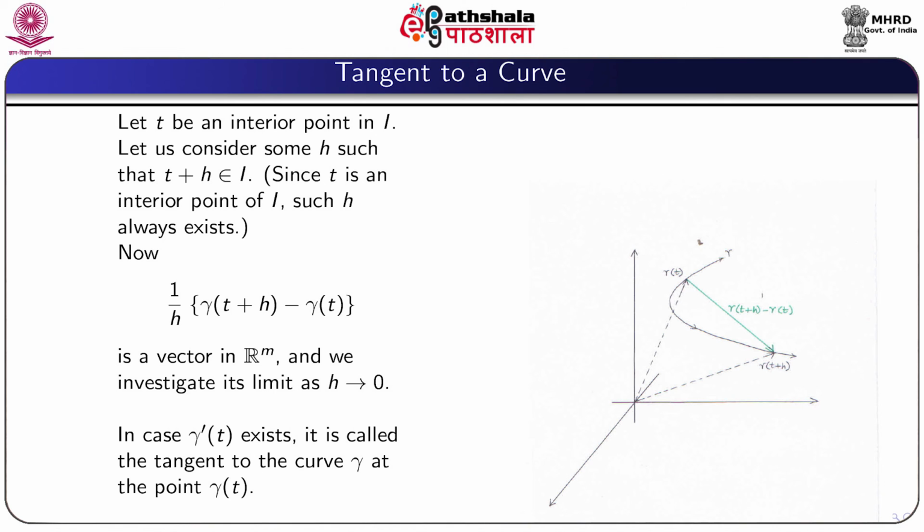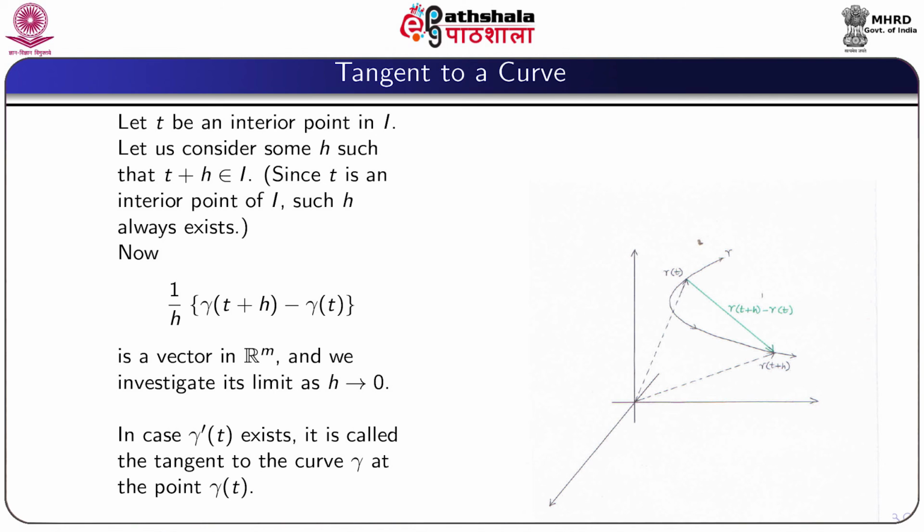Now, we discuss what we mean by tangent to a curve. Let gamma be a map from I to R^m. Let t be an interior point in I. We choose some h such that t plus h is also in I. Since t is an interior point of the set I, we can always find some h. Now, gamma(t plus h) and gamma(t) both are members in R^m, so their difference is properly defined. We consider the vector 1/h times gamma(t plus h) minus gamma(t). If we look at the figure, we can easily find gamma(t plus h) minus gamma(t) is the chord joining the points gamma(t) and gamma(t plus h) on the curve gamma. We investigate its limit as h approaches 0. In case gamma'(t) exists, it is called the tangent to the curve gamma at the point gamma(t).